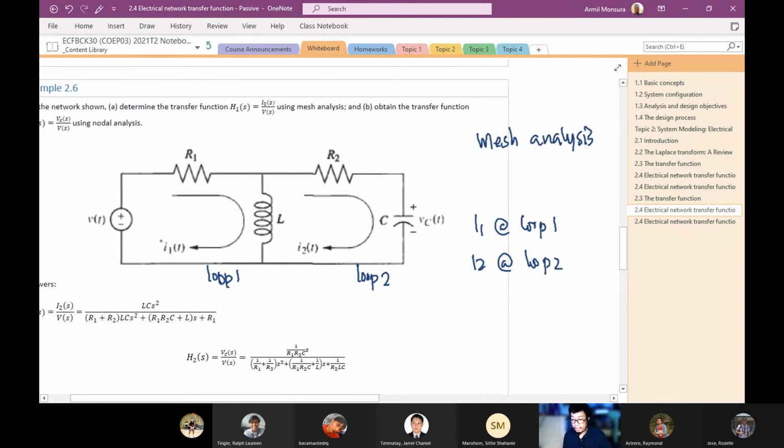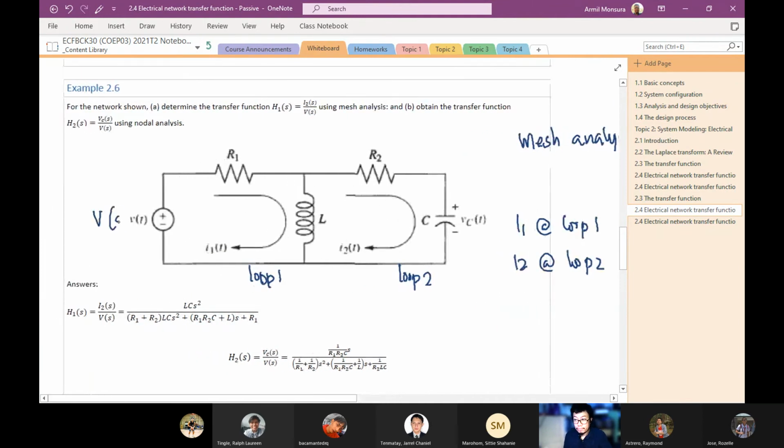And by the way, ang first step nito, yung v(t) magiging V(s), yung I1(t) magiging I1(s), yung I2(t) magiging I2(s), okay? Yung Vc(t) magiging Vc(s). Then R1 is R1 sa impedance, R2 is R2 in impedance. L is Ls, and C is 1 over Cs. Okay, that's the first step. Pero we take note that I1 flows at loop 1 and I2 flows at loop 2. This is how we generate now mesh equations.